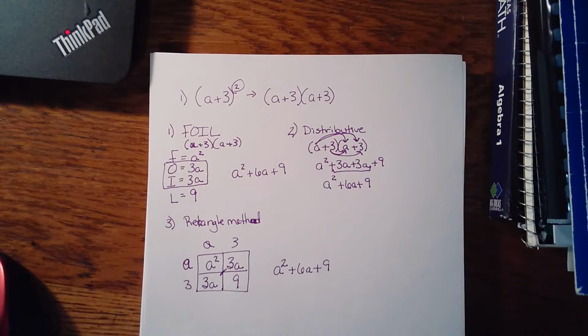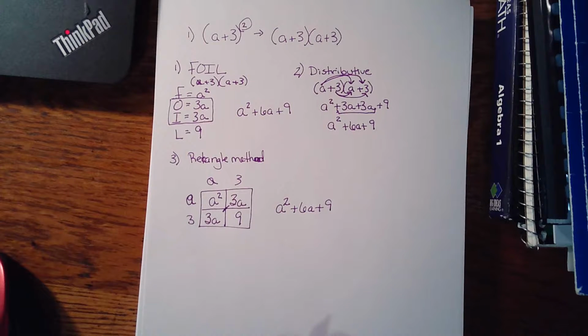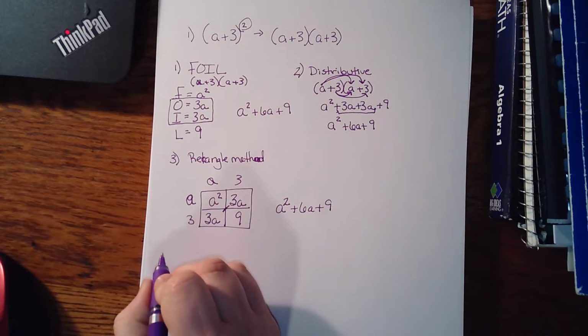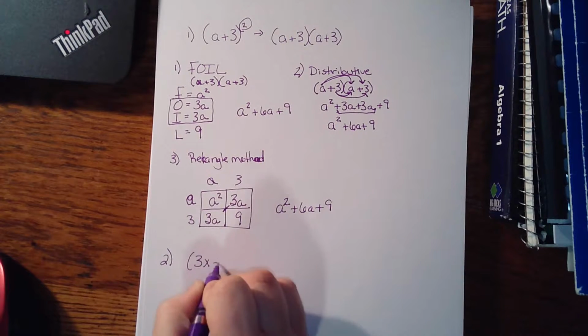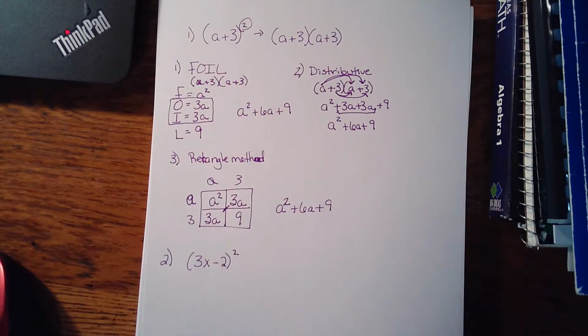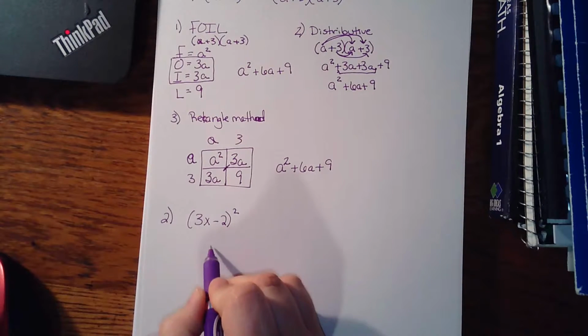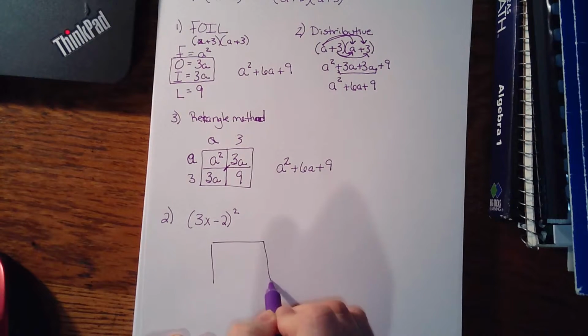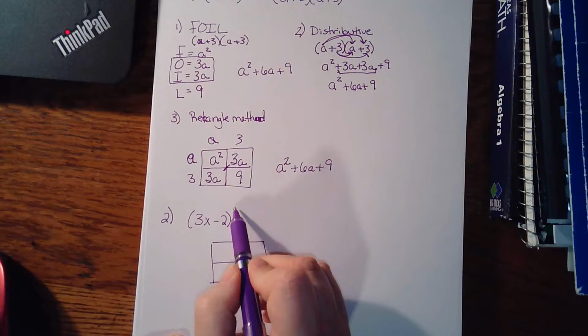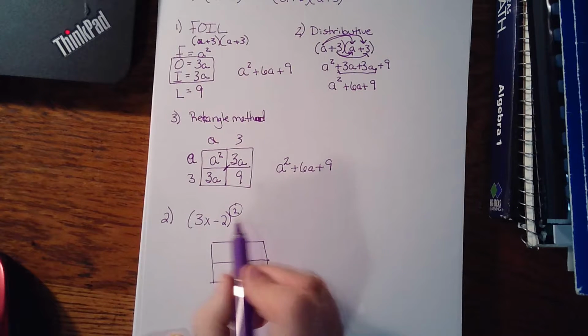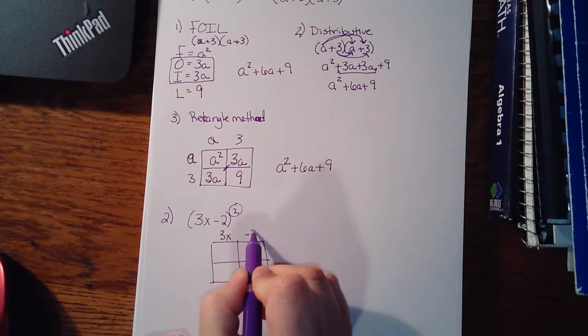Okay, so in this next example, let's just do the rectangle method from this point on. What I'm going to do is give you an example here of 3x minus 2 raised to the second. So with the rectangle method in this one, we are going to write this in a square again because it's going to be a 2 by 2. Since it is quantity squared, we are going to have it up above and beside.